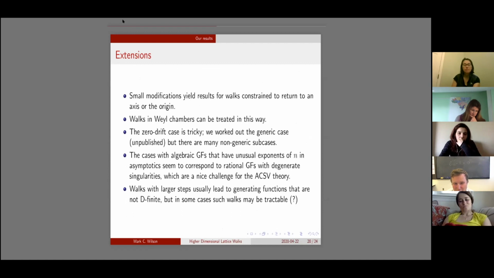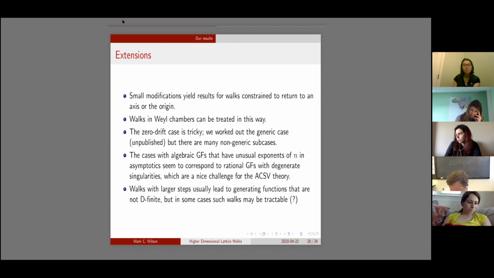There's been a little bit of work done on that, but not much. So I think that's something that could easily be an obvious place to work. Zero drift is tricky. I did a lot of work on some case and I thought I'd finished it. Then I realized that that case had subcases, which also had subcases, and it was kind of obvious when you thought about it. So it was too difficult to work out in full generality, but we have done something.